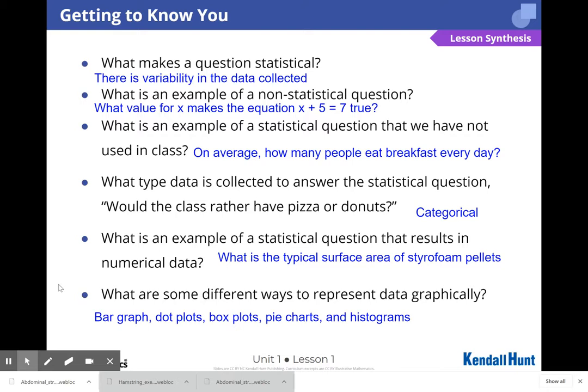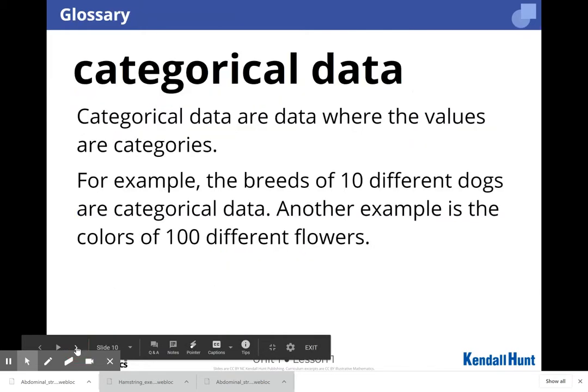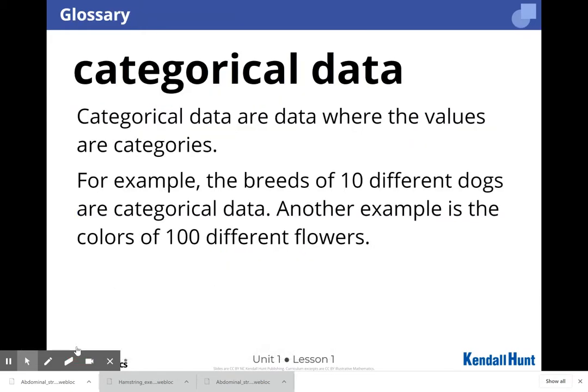Here is some vocabulary for you to look at, and I'll send you this slide as well so that you can look at it. So categorical data, remember it is just data where the values are categories, where we're giving words. So 10 different dogs are categorical data, or colors, red, green, yellow, blue, okay?